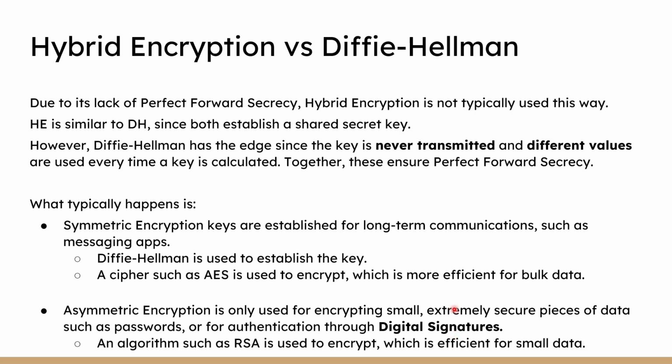So, an algorithm such as RSA is used to actually encrypt the data using the keys. And this is actually efficient for small data. It's not efficient for bulk data though. So yeah, this is the last part of the talk, just a little bit on digital signatures. There is another talk that goes more into this. This is just the basic idea of how we use public key encryption to handle digital signatures.